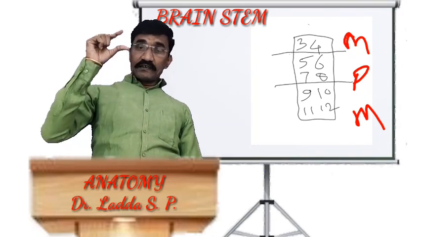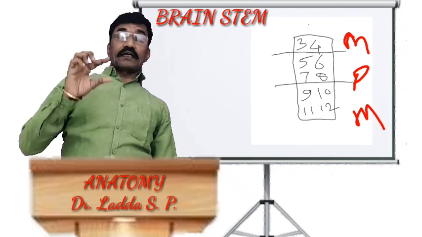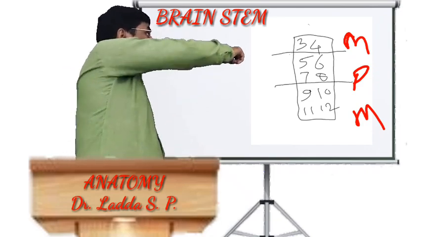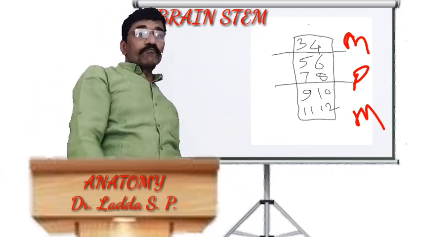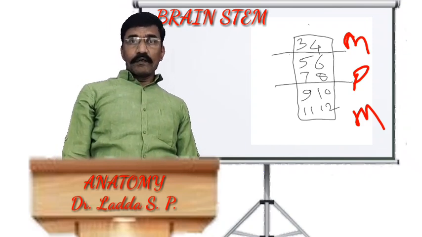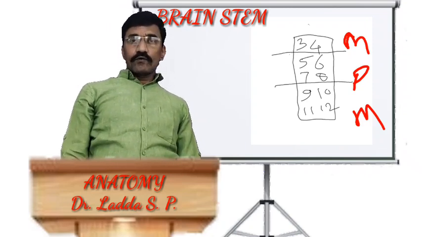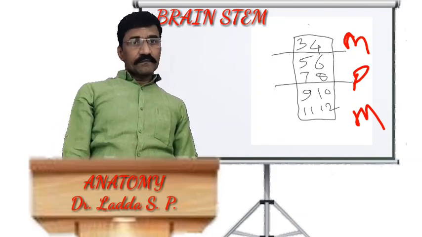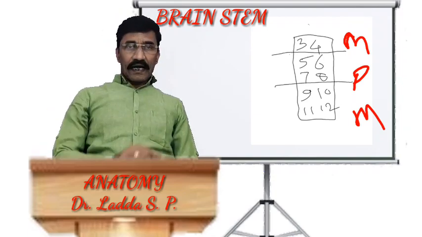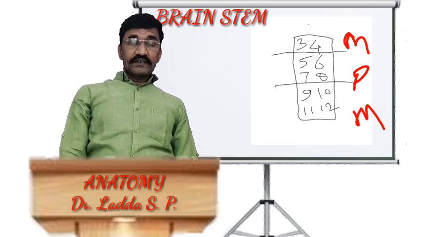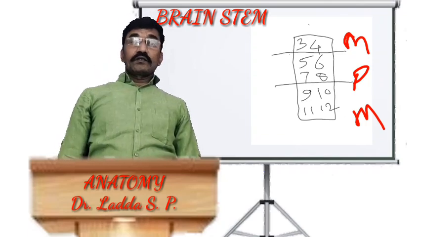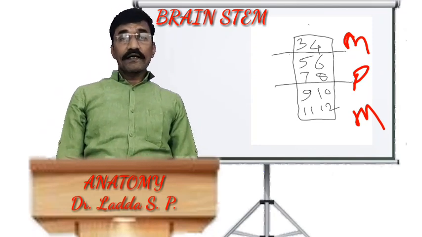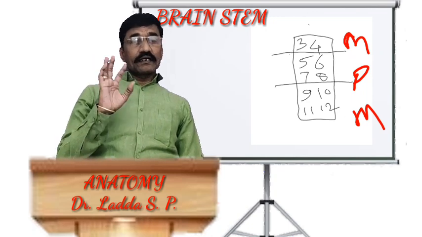Which are the 3 parts? One is midbrain, second is pons, and third is medulla oblongata. So draw these 3. These 3 help you to remember the nuclei from all these 3 different divisions of the brainstem. First is midbrain, write 3, 4 there. Second is pons, write 5, 6, 7, 8 there. And third is medulla oblongata, write 9, 10, 11, 12 there.